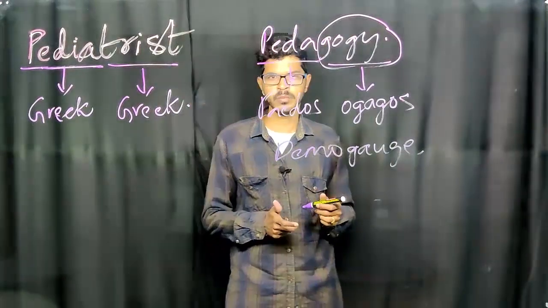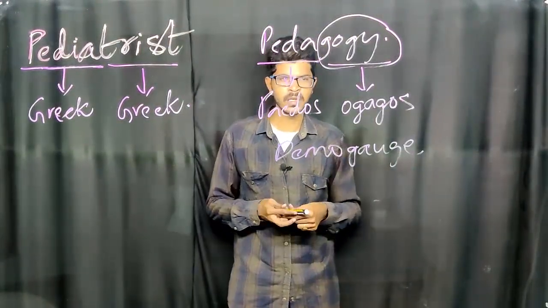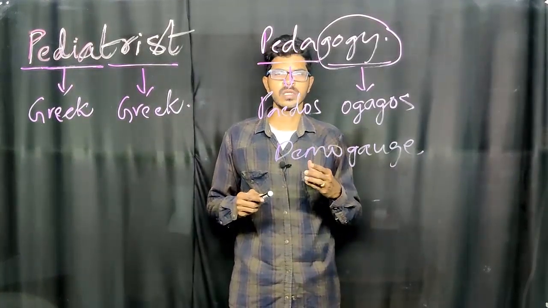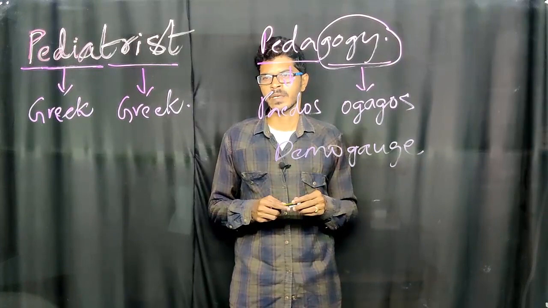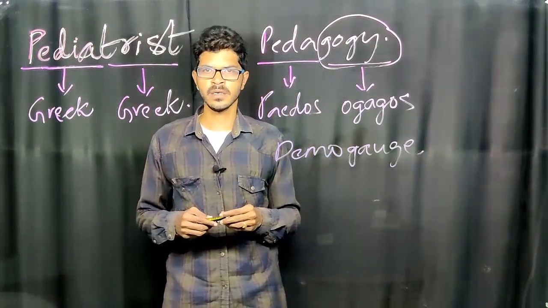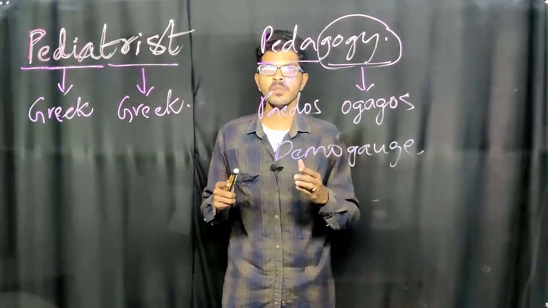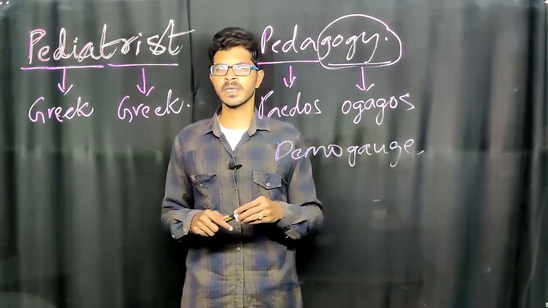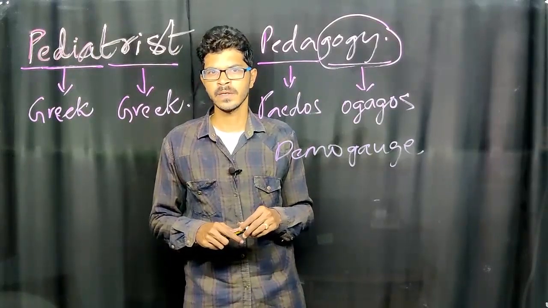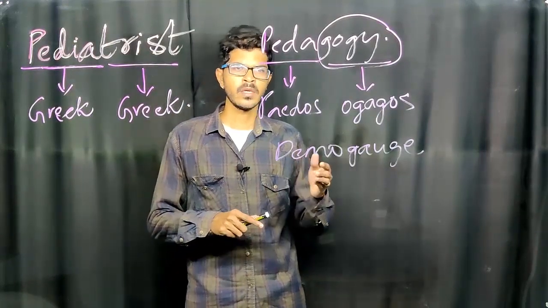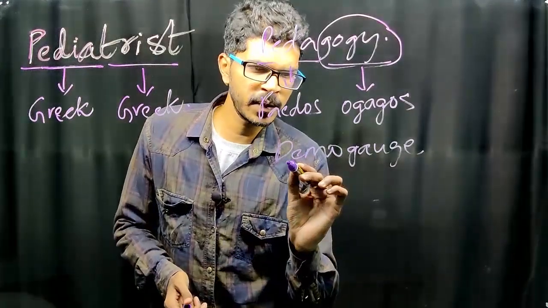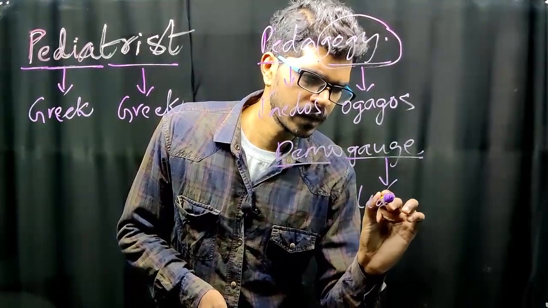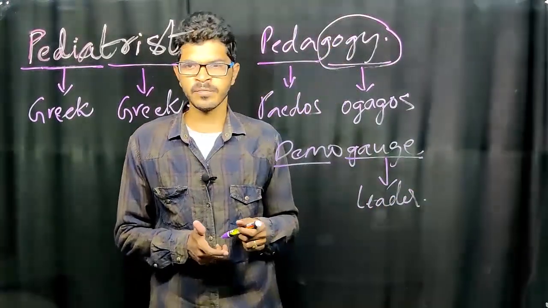Demagogue. What do you mean by a demagogue? Who is a demagogue? You might have come across the root demo in democracy. Demos means people and cracy is rule. So here demos is people and gogue is a leader. He is a leader of people.